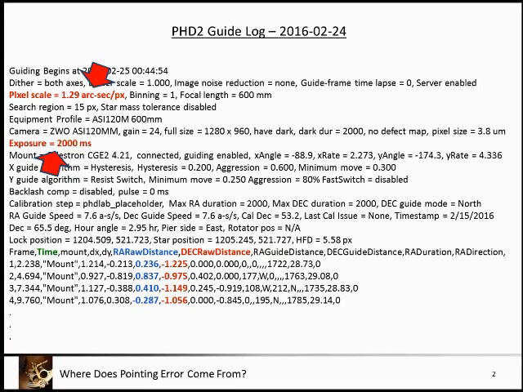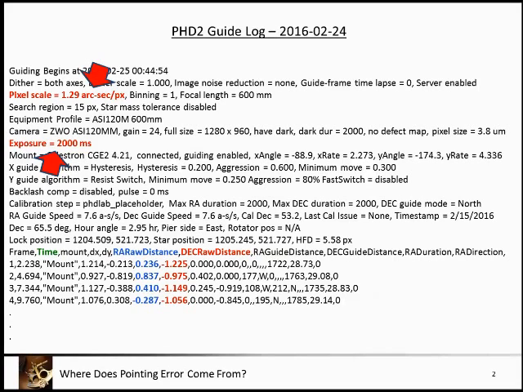You can set this for longer periods of time or shorter periods of time, and in fact in some situations where I've had seemingly poor pointing performance, I've found that reducing the exposure time down to 500 milliseconds or half a second is actually beneficial. And maybe I'll go back and find one of those guiding logs and look at it.